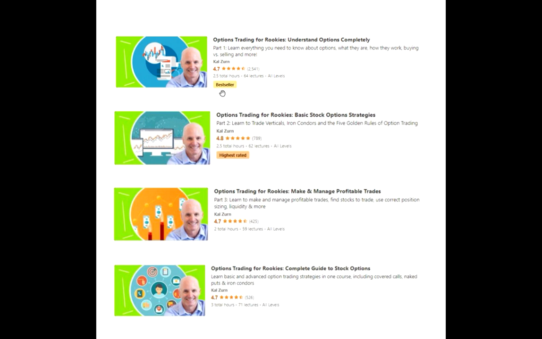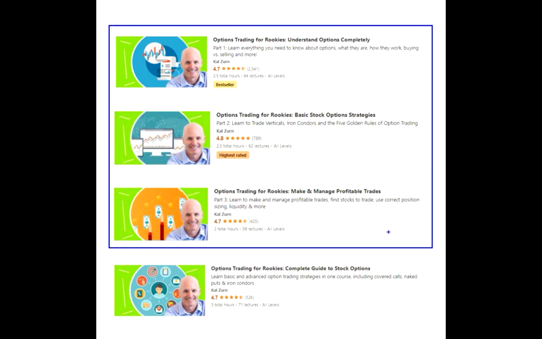Now for those that are in the middle of a bunch of courses, these 3 are essentially a set. This is a part 1, 2, 3. So no matter where you are in this course selection, this is the order it should go in. It should start with Understand Options, then to Basic Option Strategies, and then on to Make and Manage Profitable Trades. Just so you are aware. Again, you can see it says part 1, 2, and 3, but not everybody sees that when they buy these courses. So this is good for beginners. This is good for people that want to refresh the knowledge they already have. But essentially, like I mentioned, this is the order you want to go in, from top to bottom: Understand to Basic to Make and Manage.